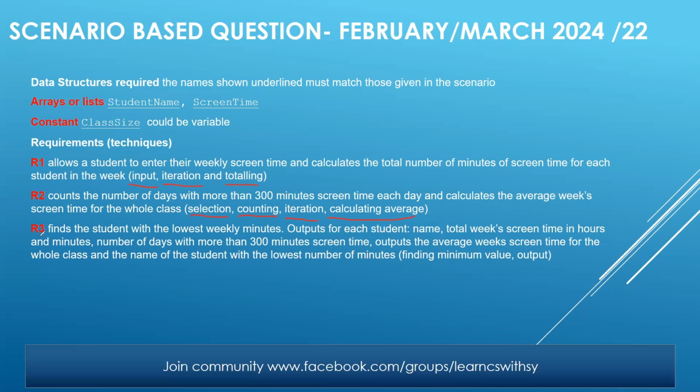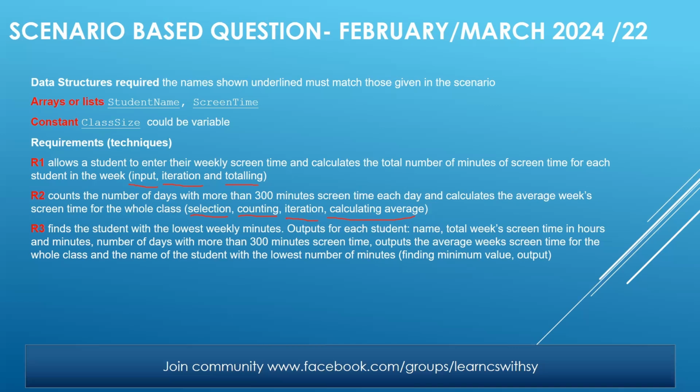Requirement three: finds the student with the lowest weekly minutes, and outputs for each student the name, the total week's screen time in hours and minutes, and that is very important. That is what we'll consider. Also the number of days with more than 300 minutes screen time. How many days is the student spending more time than 300 minutes?